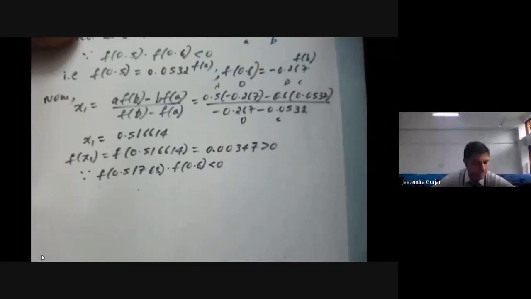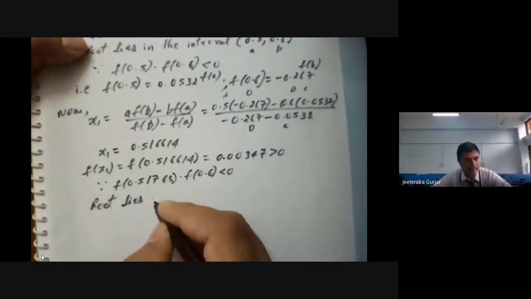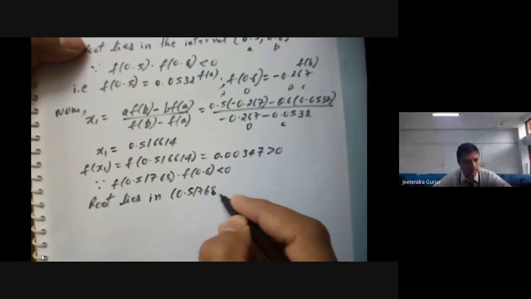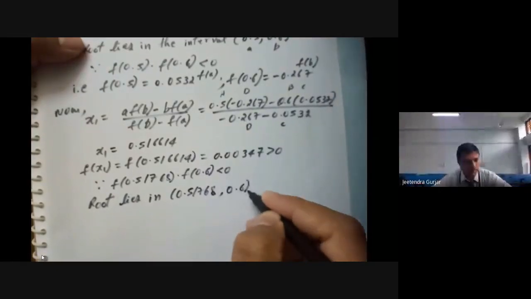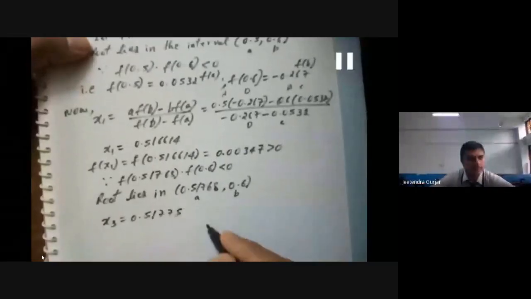Now again you have to find a and b. If this is less than 0, what does it mean? Root lies in, then write down root lies in. What are those two values a and b? It is 0.51768, 0.6. These are our two values, a and b. Immediately you have to find f of a, f of b.